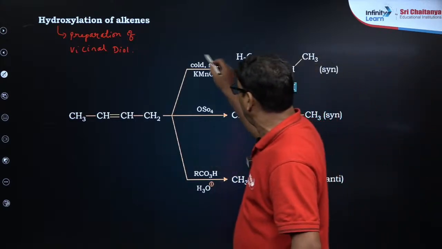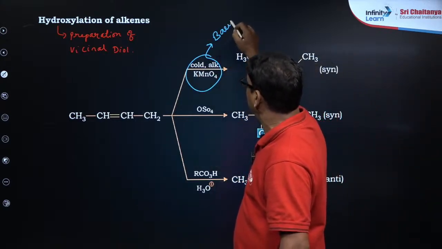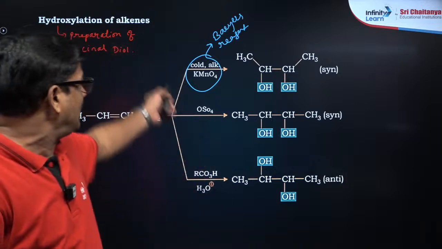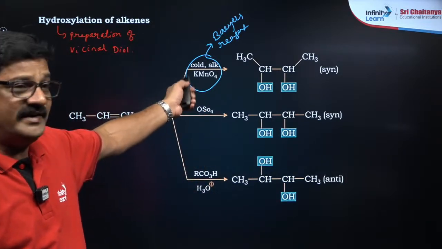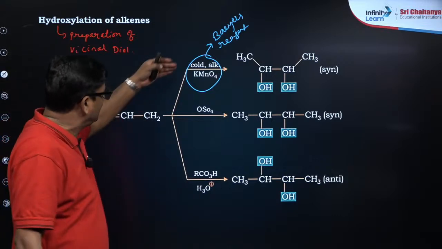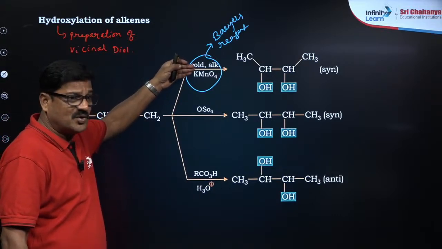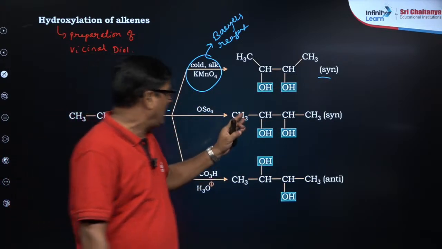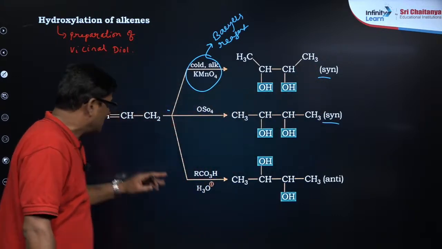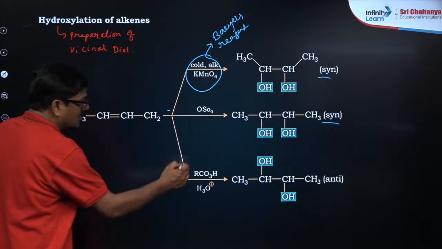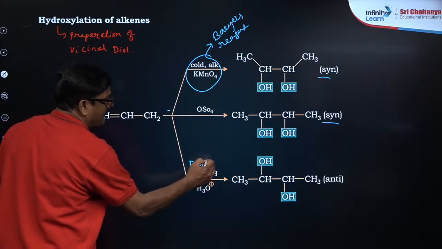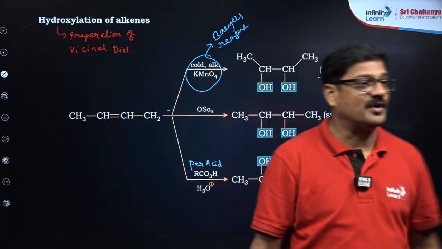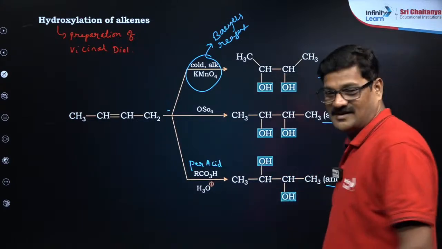Alkaline cold KMnO4 is Baeyer's reagent. During this reaction, the pink color is decolorized, so this reaction is a test for alkene. If you use Baeyer's reagent or osmium tetroxide, you get syn addition, syn glycolation. Whereas peroxy acids, RCO3H, called per acid or peroxy acid, give anti addition. So stereochemistry is also important, my dear students.